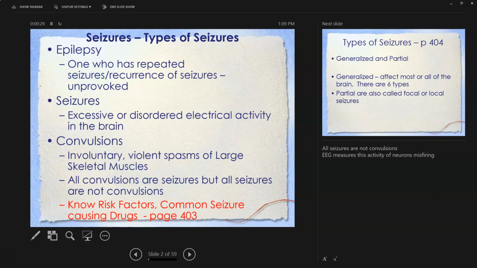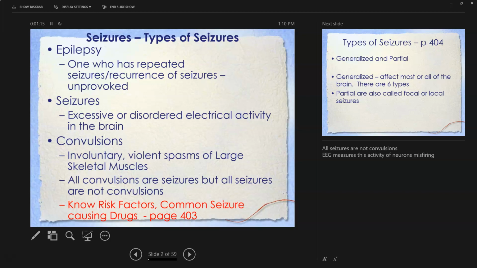So there are types of seizures. Epilepsy is when one has repeated seizures or recurrence of seizures. So a person who has epilepsy often has seizures. They're an excessive or disordered electrical activity in the brain. And there's a description of them in your chapter where it shows the nerve cell and the abnormal electrical discharges, which then cause the seizure. Convulsions are involuntary violent spasms of the large skeletal muscles. And all convulsions are seizures, but all seizures are not convulsions.